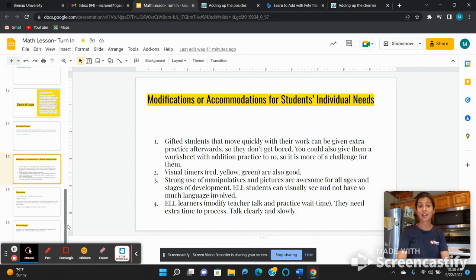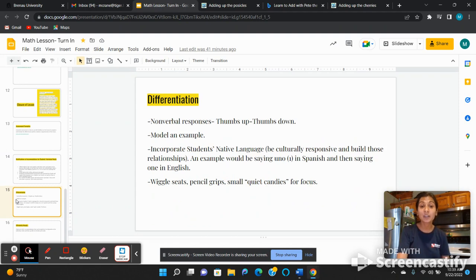Modify teacher talk and practice time, especially for ELL learners, which is really heavily concentrated in Gainesville, where we live, and where we live in Dahlonega now, but where we came from, and I do placement in Hall County schools, the Spanish population. Talk clearly and slowly. Nonverbal cues like thumbs up or thumbs down. Are you done? Are you okay? Do you need help? You need help? Modeling an example on chart paper. I'm going to use chart paper instead of the board.